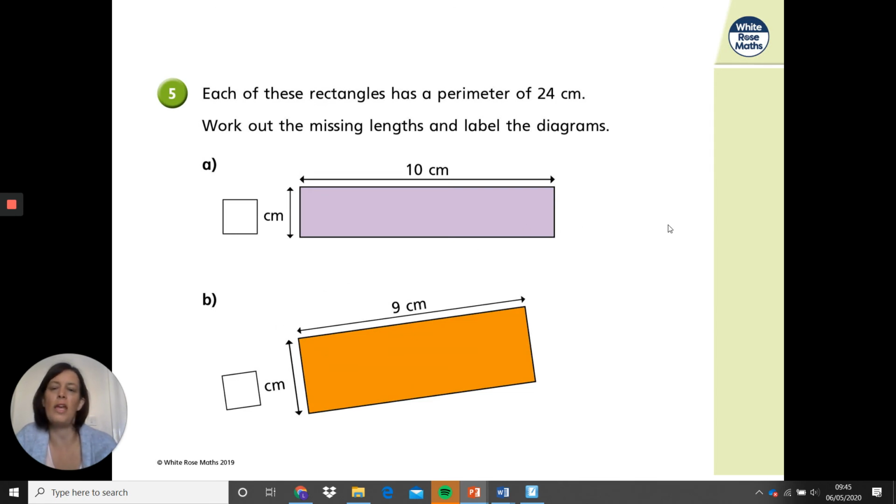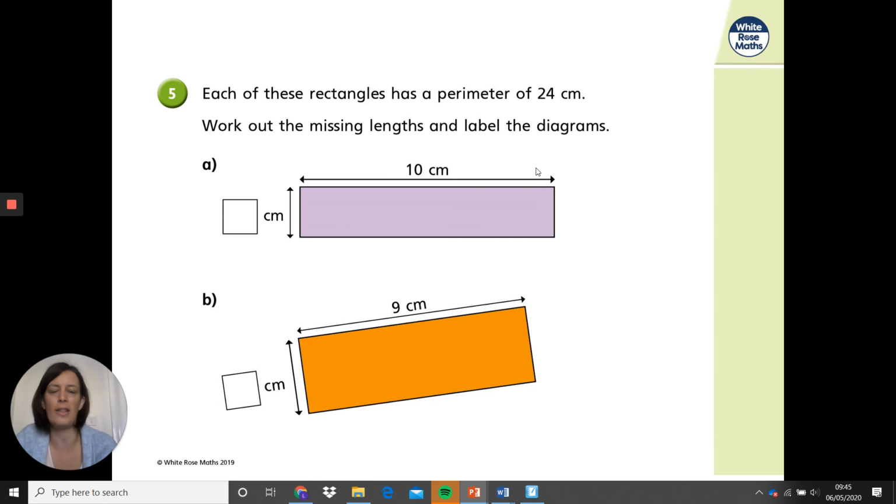Okay, each of these rectangles has a perimeter of 24 centimetres. So this time it's telling us what the perimeter is. It's 24 centimetres. We've got to see if we can work out what the missing side length is. So this first one is 10 across the top. So you should be able to know what this is across the bottom. But we don't know what the side length is here. But we do know that all the way around it's 24.